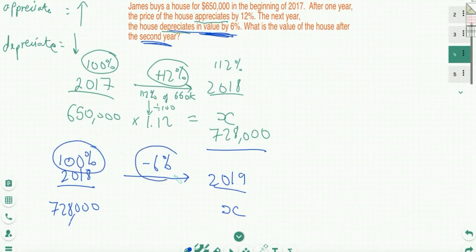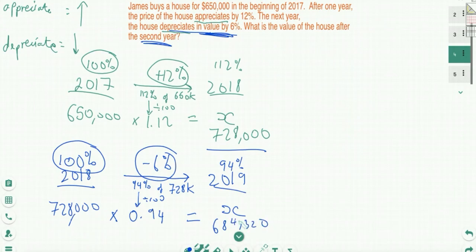We're going to subtract 6%, which gives us 94%. So we need to find 94% of 728,000. 94%, let's turn this into a decimal, 0.94. So 728,000 times 0.94 should give us our answer for the price of the house after the second year. And that is 684,320. And guys, that is our answer.